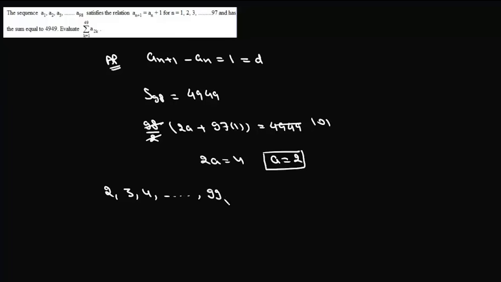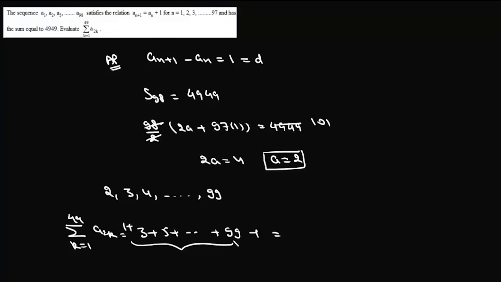up to 99. We have to evaluate this series where k varies from 1 to 49, and this is a(2k). That means we are talking about the second term, fourth term, so it will be 3, 5 up to 99, and what we'll do is add 1 and subtract 1. Now we know that this is equal to n squared, where n is from 1 to 49, and we have added one more term, so there will be 50 squared minus 1, so it is 49 into 51, which is 2499, and that is the answer to this question.